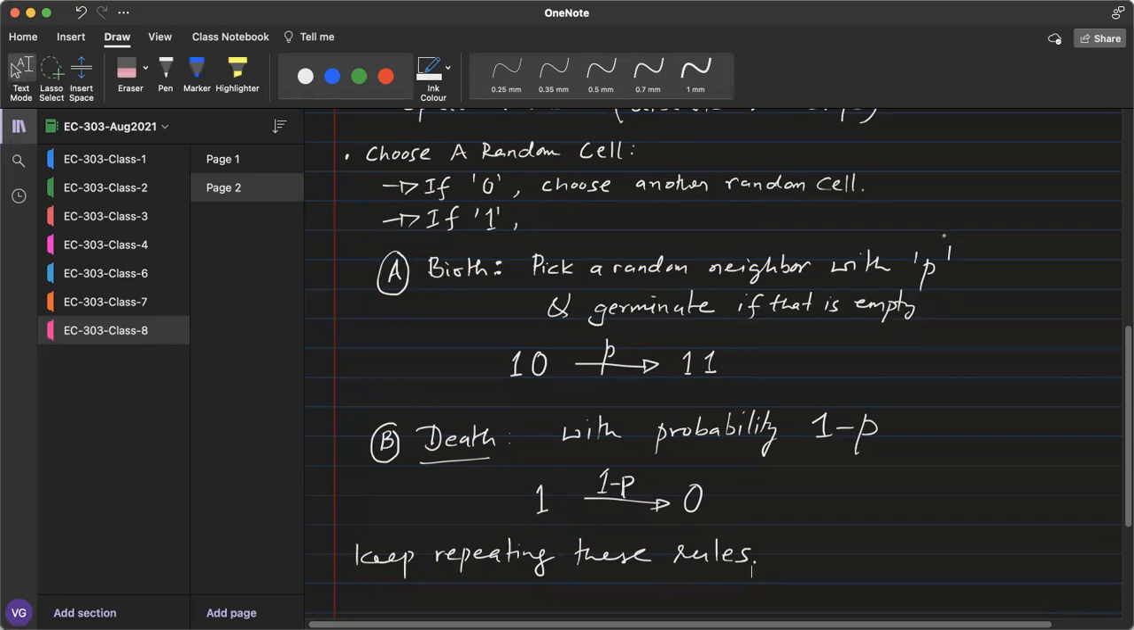Okay, fine. With p and 1 minus p, right? If you start with all ones, then as long as p is not 0 and not 1, it means the death probability has a finite value. Then some empty cells will be created.